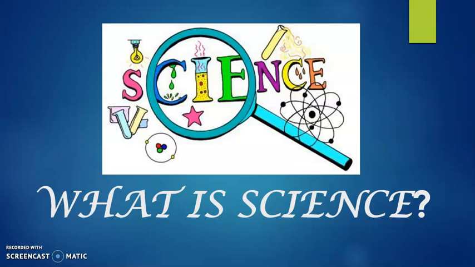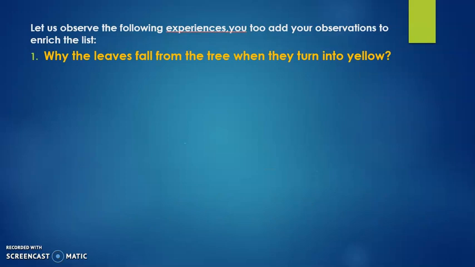So let's go to the first question. The first question in our list: why do the leaves fall from the tree when they turn yellow? If you know the answer, you can comment in the comment section. Now, I will explain the reason why the leaves fall from the tree when they turn yellow. This question can be answered by a single word.